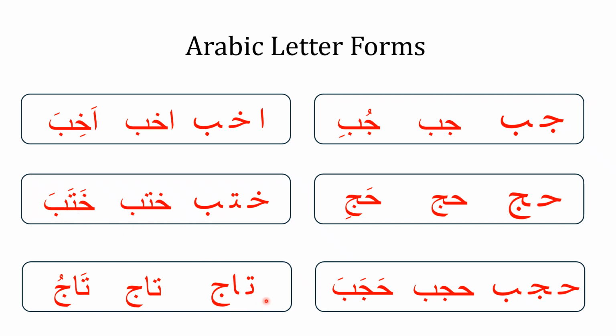And then we have ta in its beginning form, alif in its middle form, and jeem in the end form. We've joined them together, ta ju, ta ju.